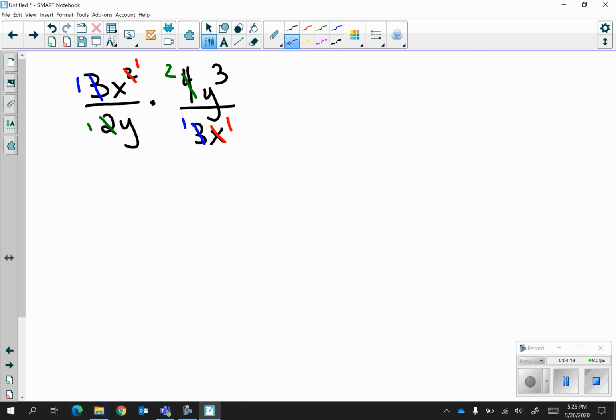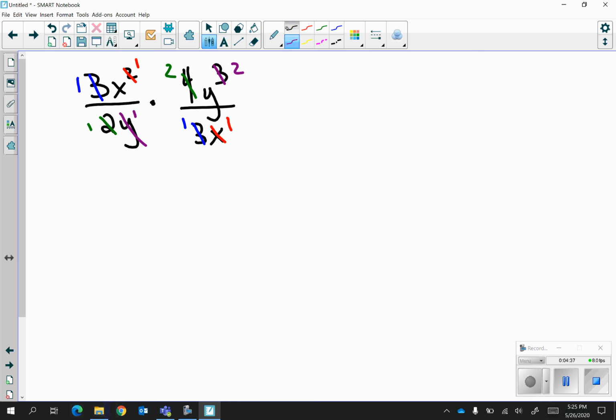And then you're going to go on to your last one, the y's. I have y to the first and y cubed. Both of them have a y in common. Y divided by y is just 1. And y cubed divided by y is y squared.